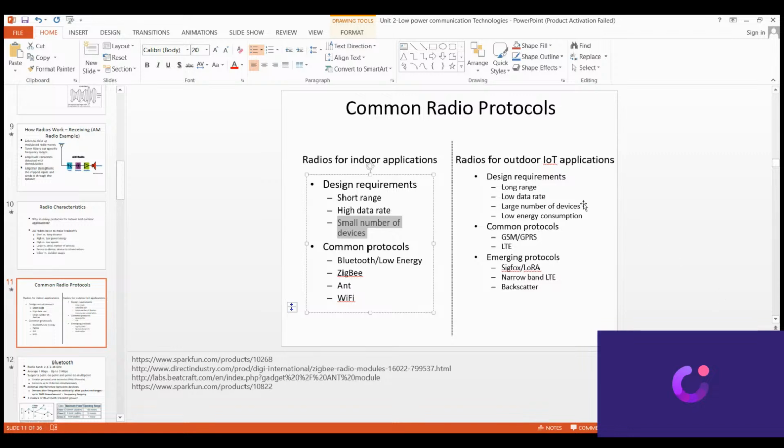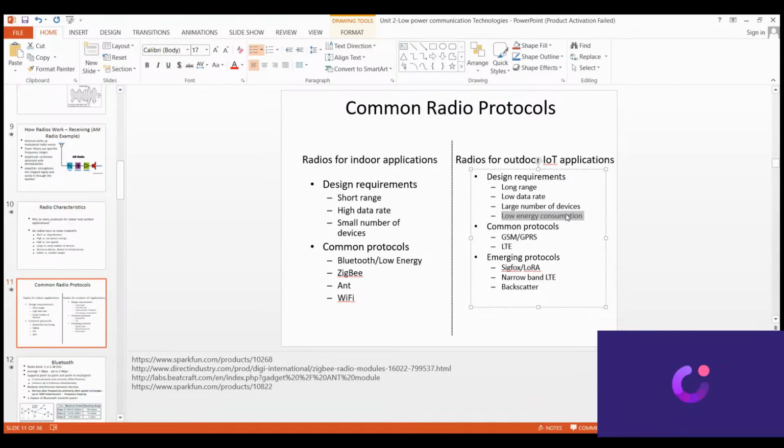Now, compared to the design requirement for radios for outdoor IoT applications, you need long range, not short range. Then the data rate, in this case, is low data rate, and a large number of devices. In the indoor case we have a small number of devices. And low energy consumption.